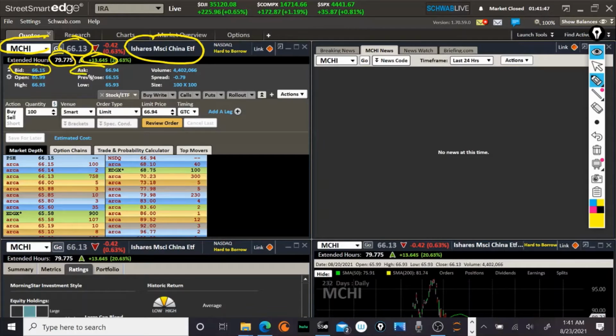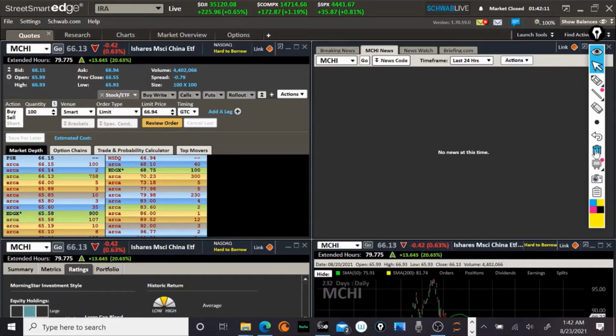Bid $66.15, ask $66.94. These are actually limit orders, the bid being the highest limit order to buy and the ask being the lowest limit order to sell. I just circled the market depth. You can actually see our order here. This is just a list of the orders in the system. These are all limit orders, people offering a certain price.